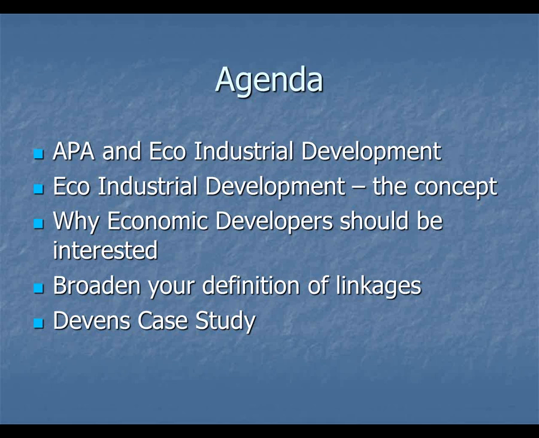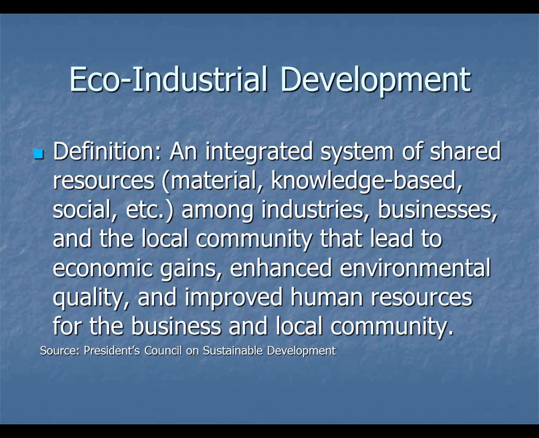So what's the definition? The definition of eco-industrial development is an integrated system of shared resources. These can be materials, they can be knowledge, they can be social connections, and it's shared among industries, businesses, and the local community. And the goal is economic gain, enhanced environmental quality, and a better social equity position for businesses and the community.